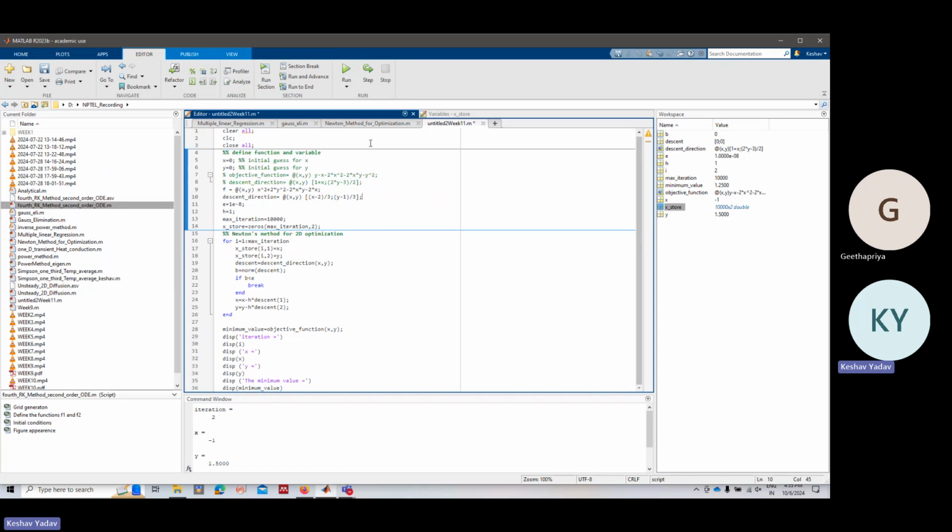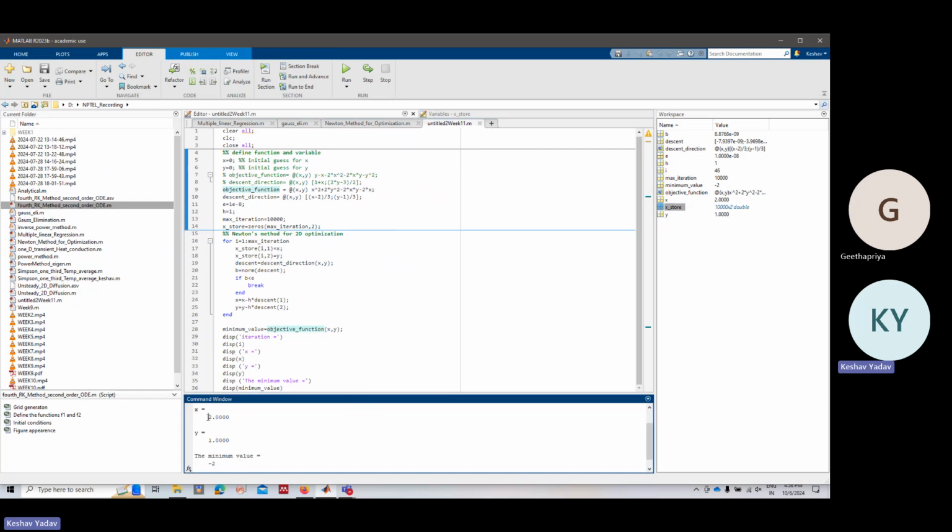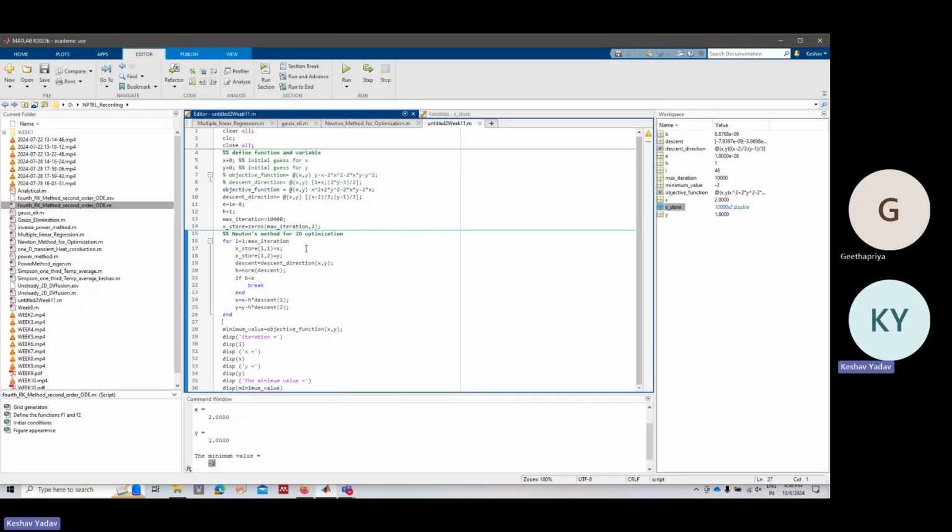If I run for this case, it is running for a while now. Okay, it has converged after 46. No? There is one mistake I have made. Just 1 second. Okay. So yeah, it has converged after 46 iterations. X equal to 2, y equal to 1, and the minimum value is -2. So our code is correct. We have verified with that.